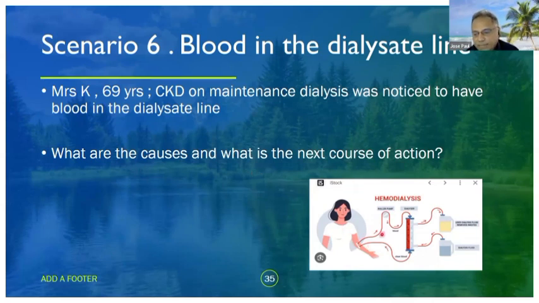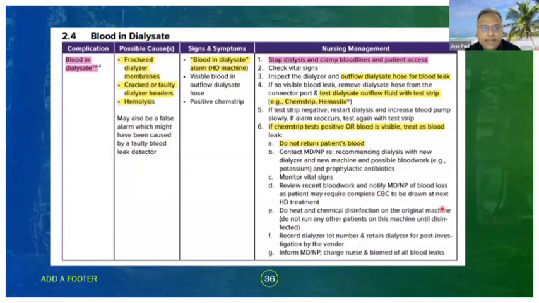So the blood is taken from the patient's body. It undergoes dialysis in the dialysis membrane. It is returned back into the body. Normally, the dialysate runs in a countercurrent way, and the spent dialysate is collected and goes out in the drain. Now the nurse has noticed that this particular line is turning red. So there's a presence of blood in the dialysate line.